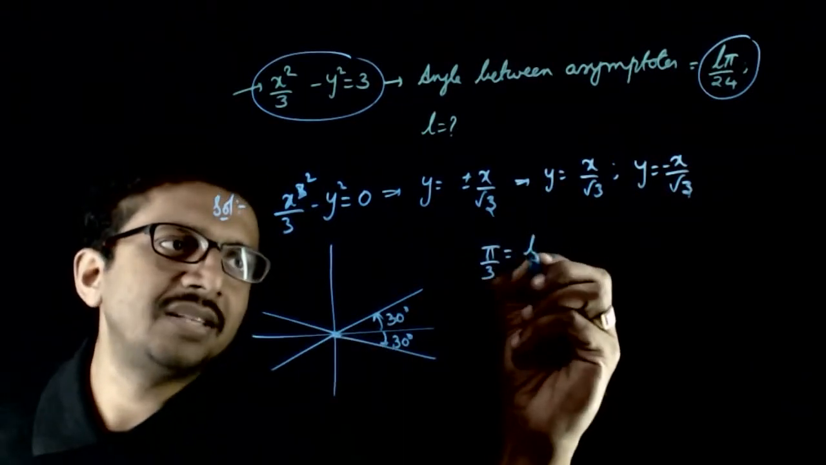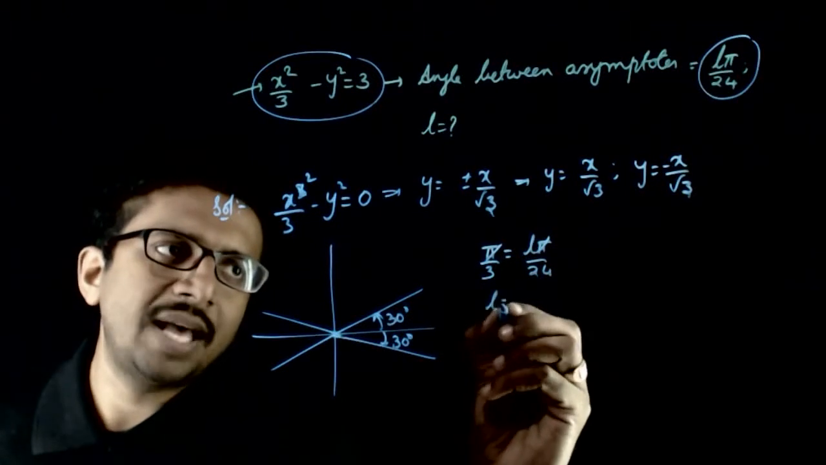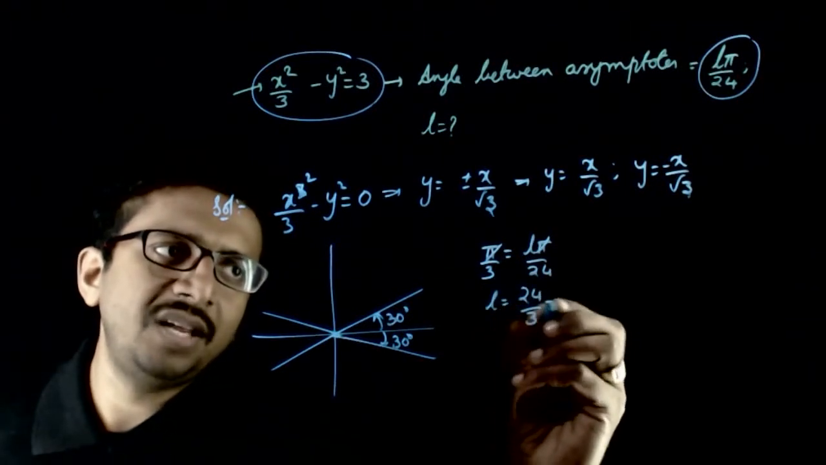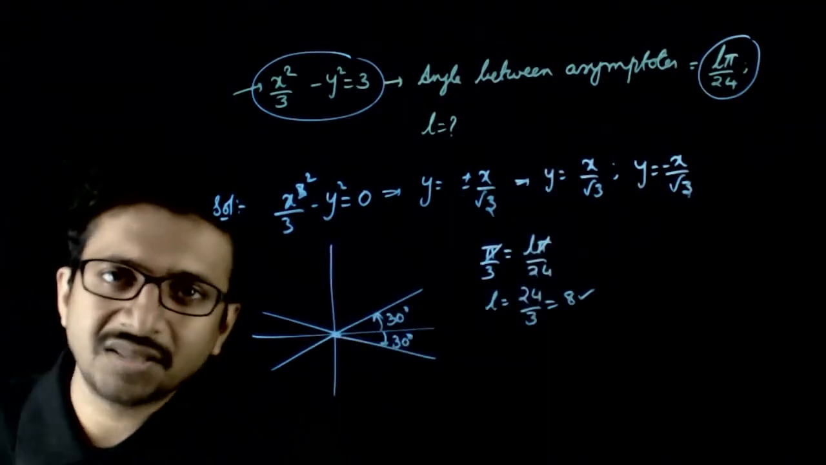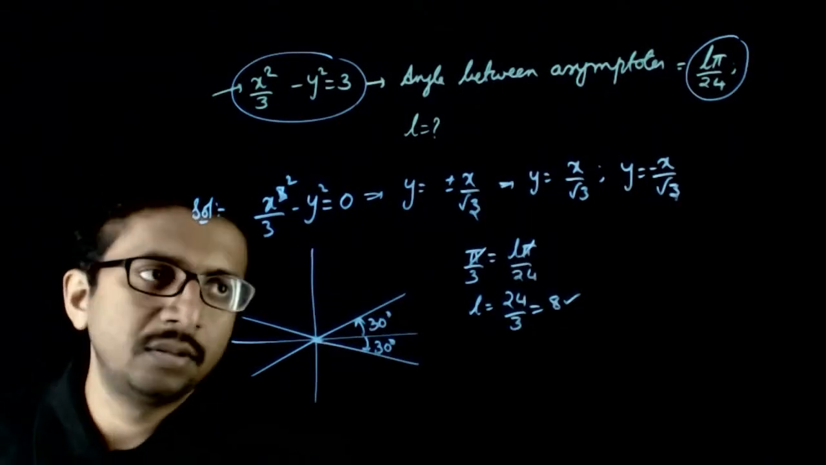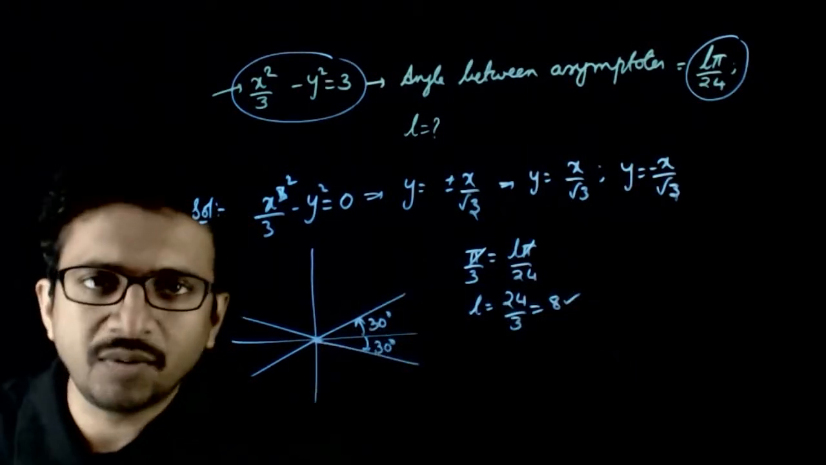But this is given as L pi by 24. So pi and pi get cancelled. So L is equal to 24 by 3, which is equal to 8. So the value of L in this case has to be equal to 8. If you take the angle between the asymptotes as 60 degrees, you get L is equal to 8.